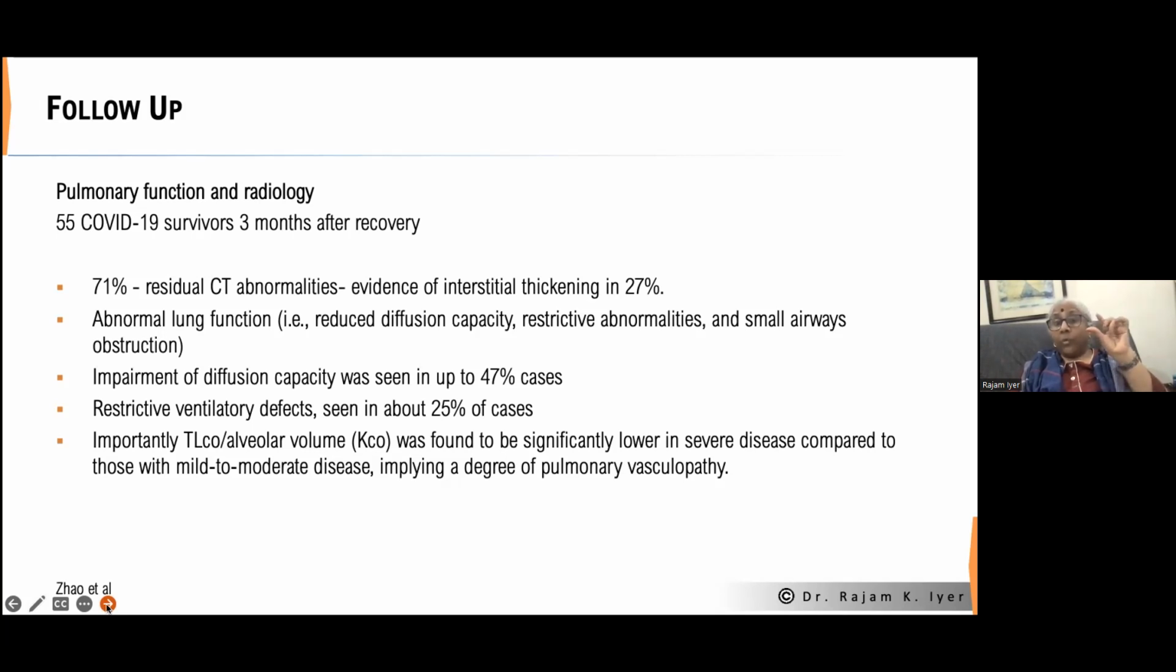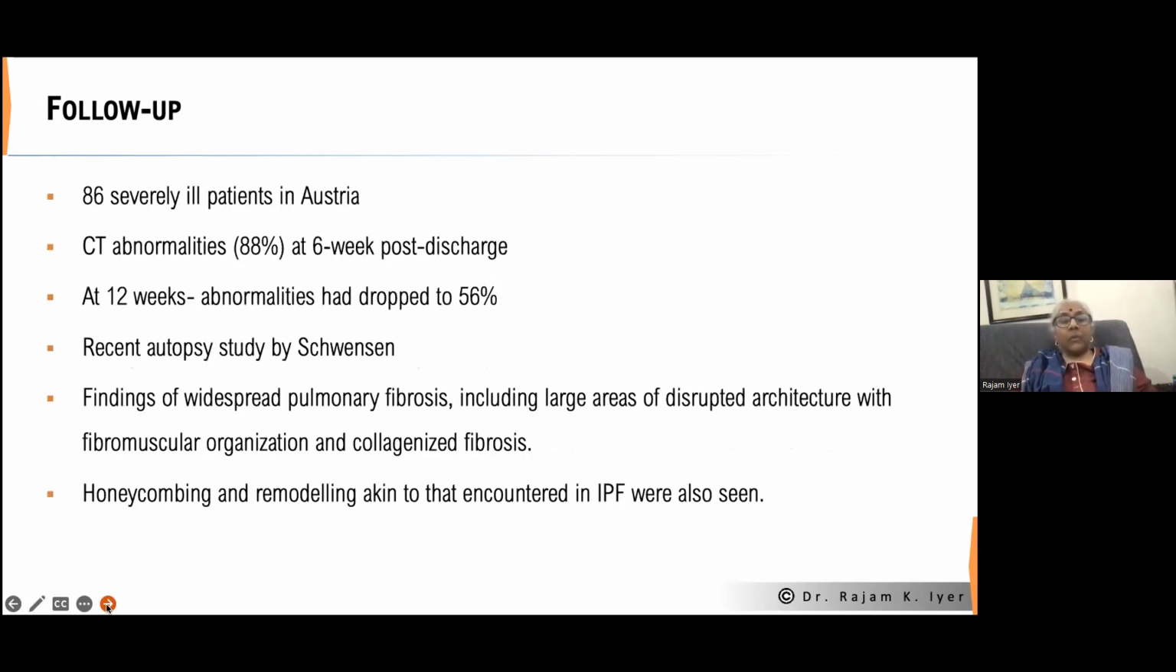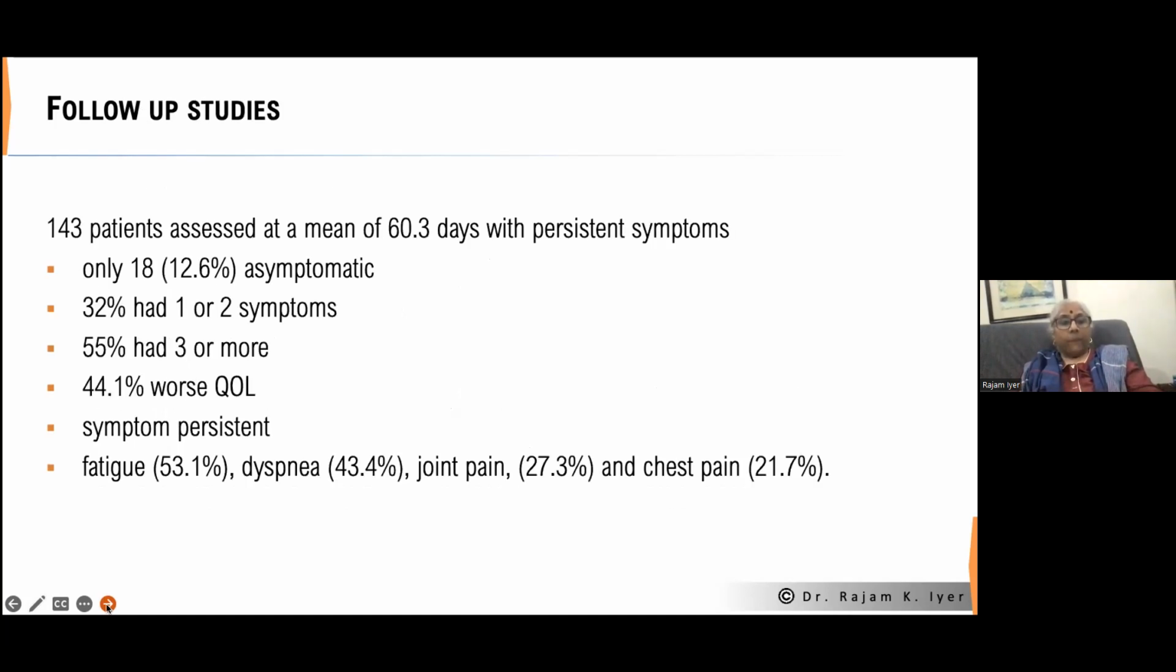They have a lot of post-COVID other issues like brain fog, fatigue, unable to focus, etc. But lung, again, 86 severely ill patients. This is one paper from Austria, where CT was first found abnormal in 88% at 6-week discharge, but that had dropped to 56. So honestly speaking, post-COVID fibrosis, those who survived the initial thing have improved, but those who didn't survive, of course, it's a sad story.